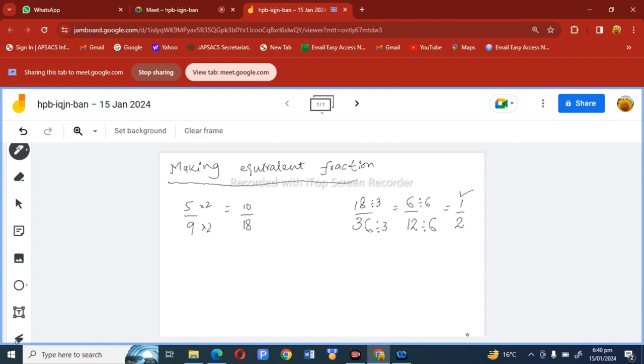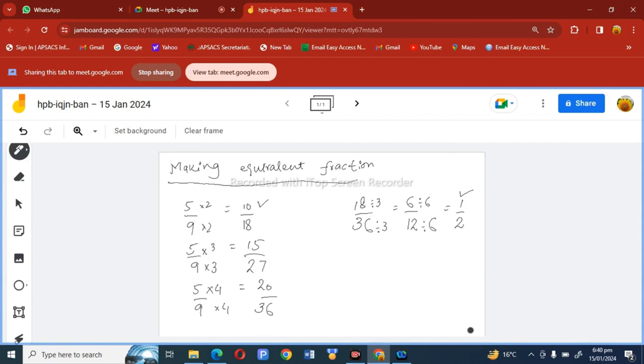Okay, now if you're making the three equivalent fractions, you can see that this is the first equivalent fraction, 10 by 18, and if you're making the other equivalent fraction, now you can multiply it with 3. So 5 times 3, multiply it with 3. Okay, so 5 times 3 is 15 and 3 times 9 is 27, and you can make one more equivalent fraction by multiplying it with 4. Okay, so 5 times 4 is 20, and 4 times 9 is 36.